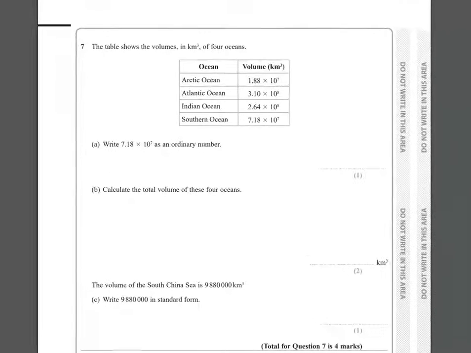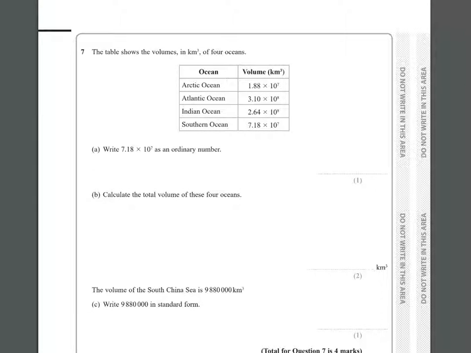Okay, right, 7.1 times 10 to the 7 is an ordinary number, so you type that into your calculator just as it is and you get 7180000. Okay, calculate the total volume of these 4 oceans. Well, literally you type all those numbers into your calculator.